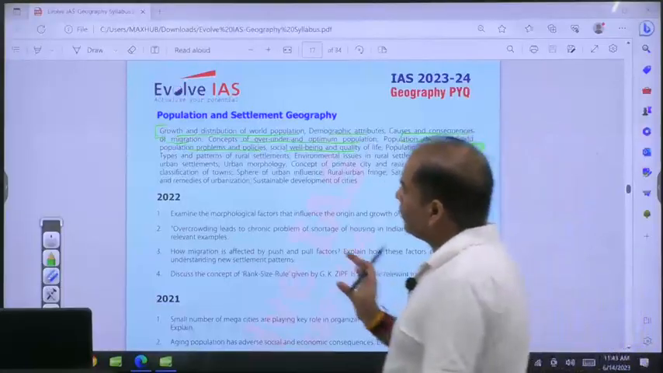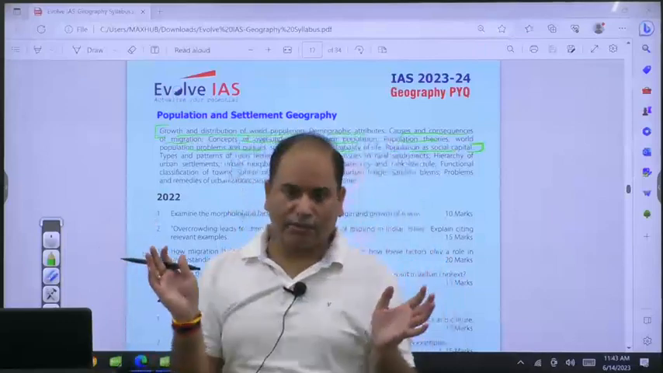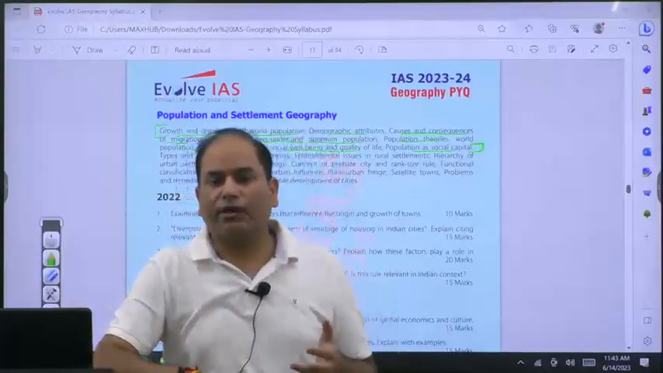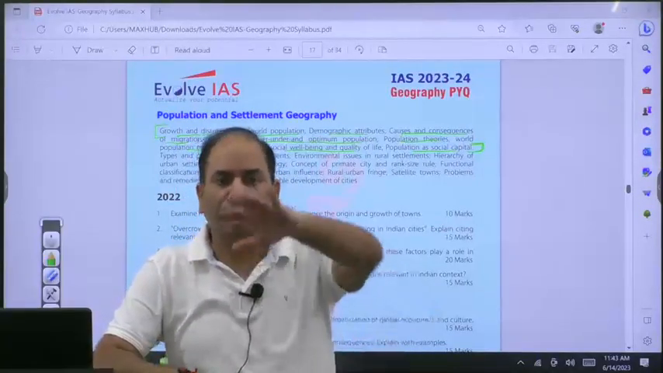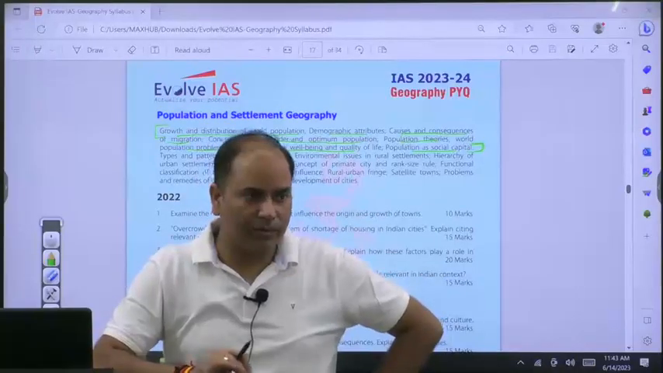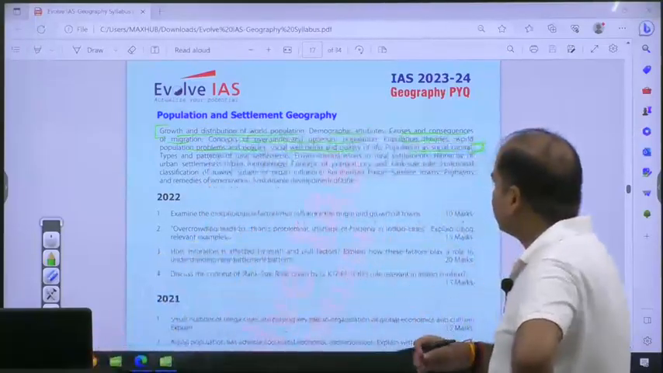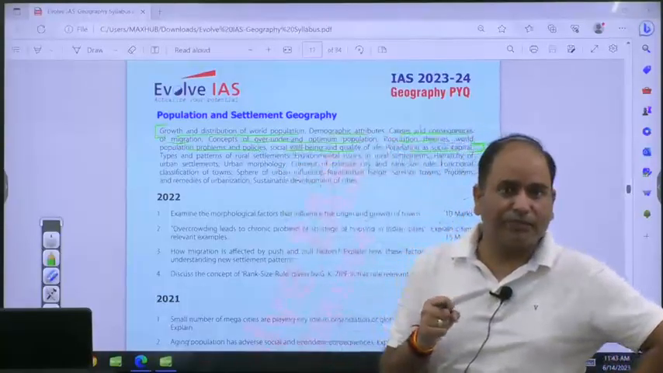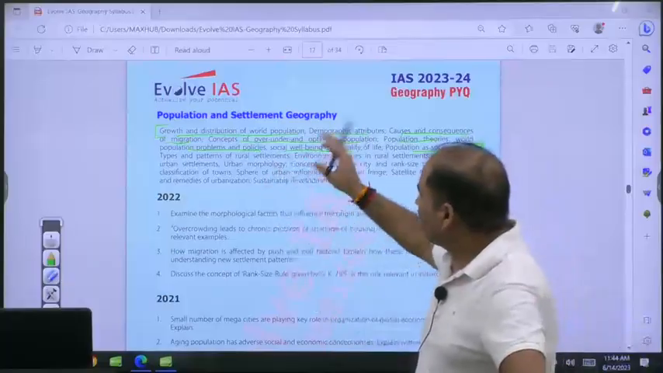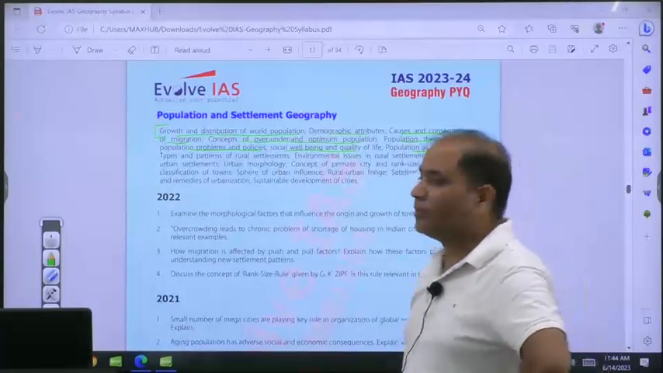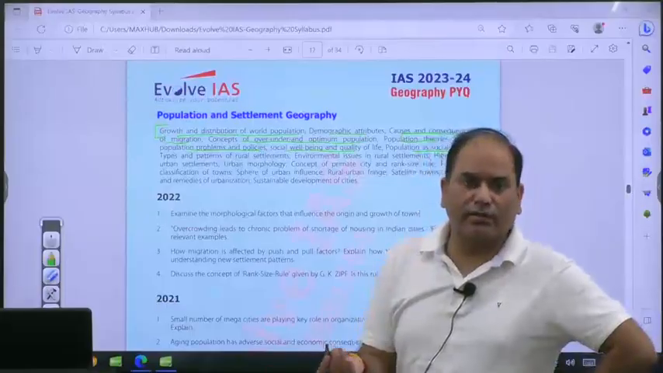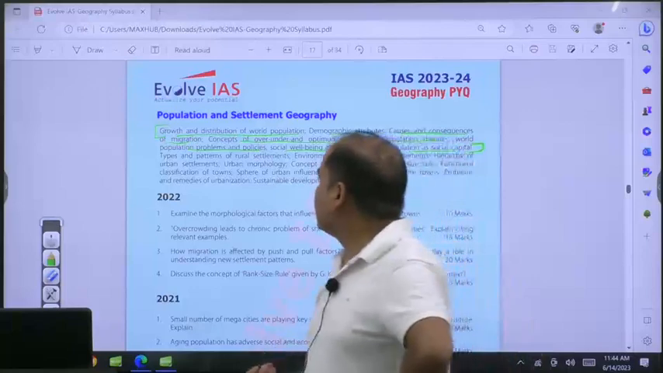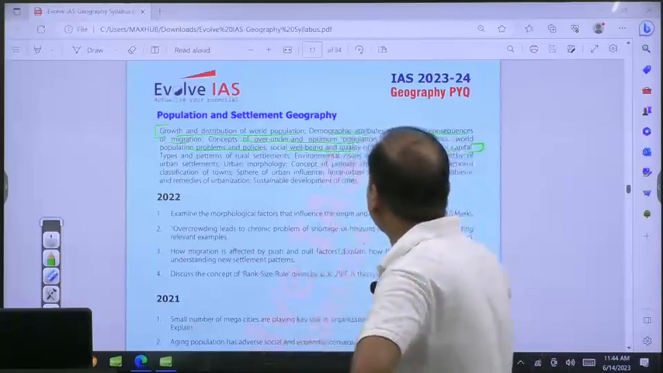Now when you look at the growth and distribution of world population, when you read it, you will get to know that it is talking about something related to growth and how the population is distributed in different parts of the world. So it will be very easy for you to understand. Causes and consequences of migration, something related to migration, causes and consequences. Concepts of over, under and optimum population, this is a concept you will learn over a period of time. Then we have lots of population theories, then world population problems and policies, social well-being and quality of life, population as social capital.